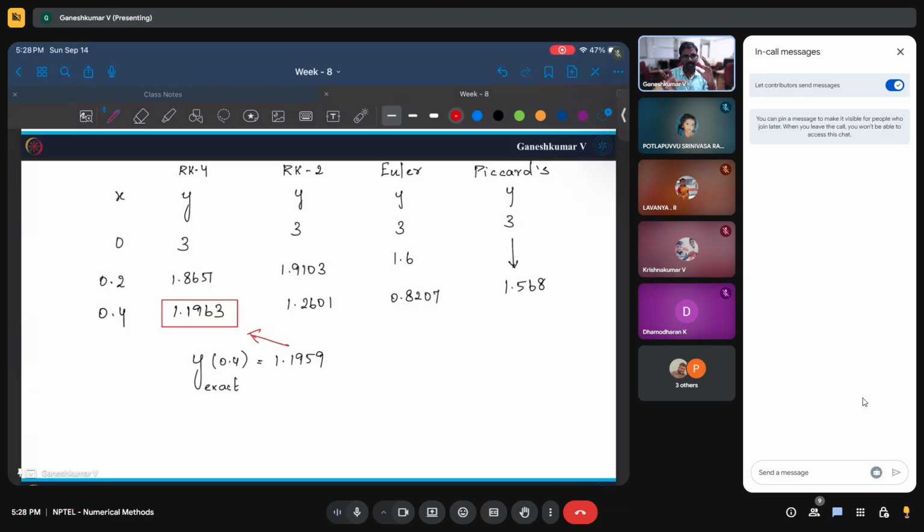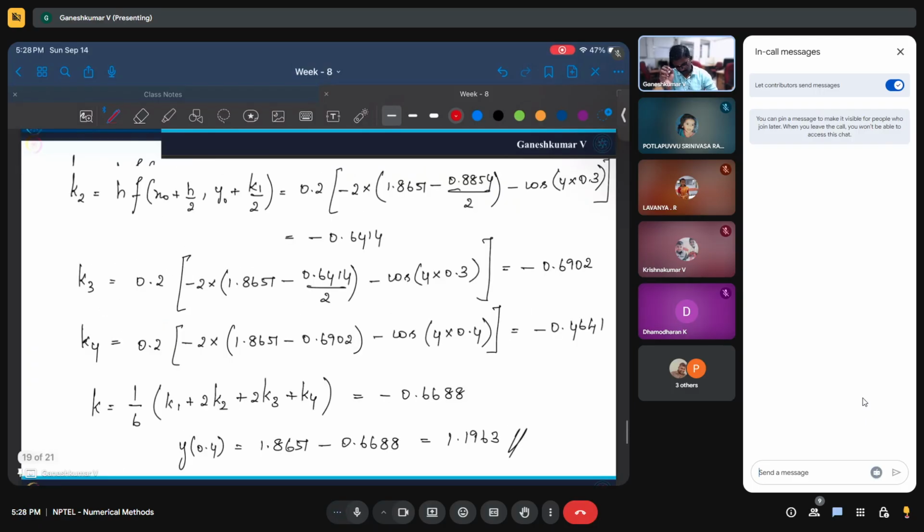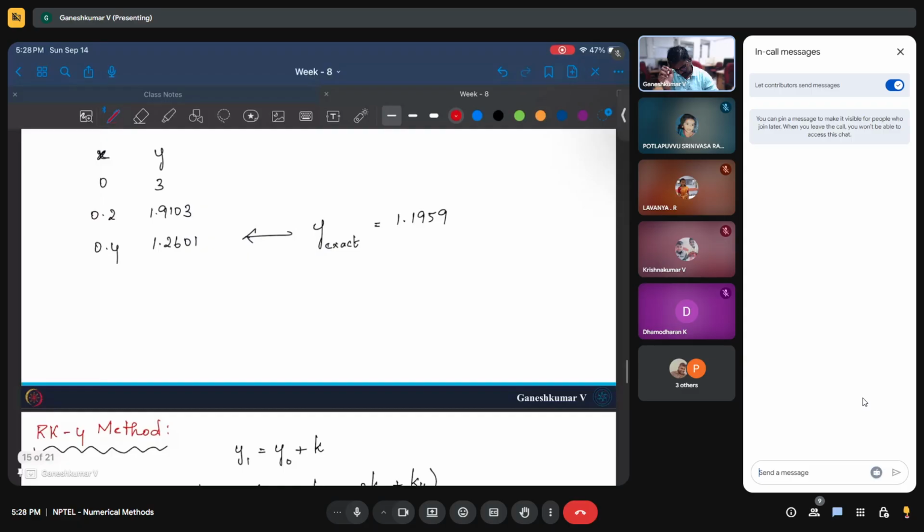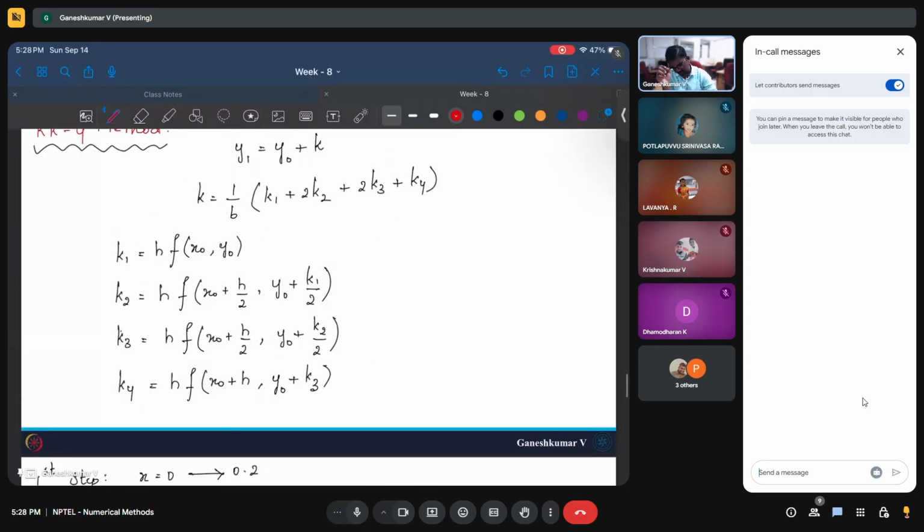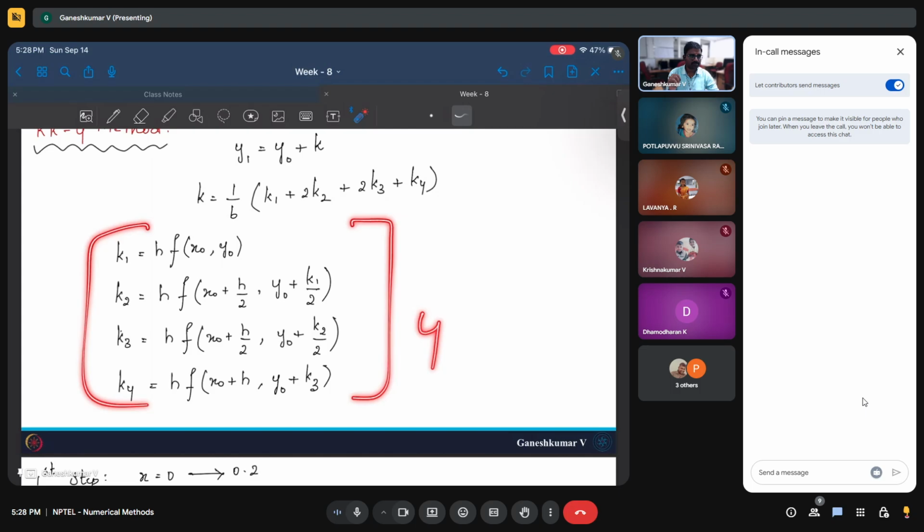Typically, these methods are programmed in the computer, and so for RK4, how many function evaluations do you require? This function will be a separate function in the program, and you have to give x naught and y naught. It will return a function value, so each function evaluation is an operation that a computer does. So in RK4 you need four function evaluations. In RK2 you need only two function evaluations.